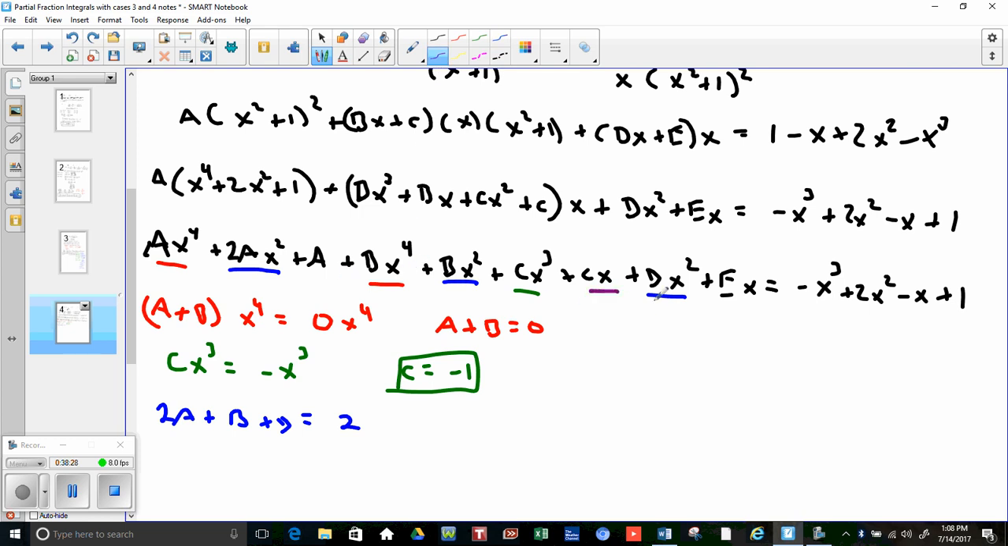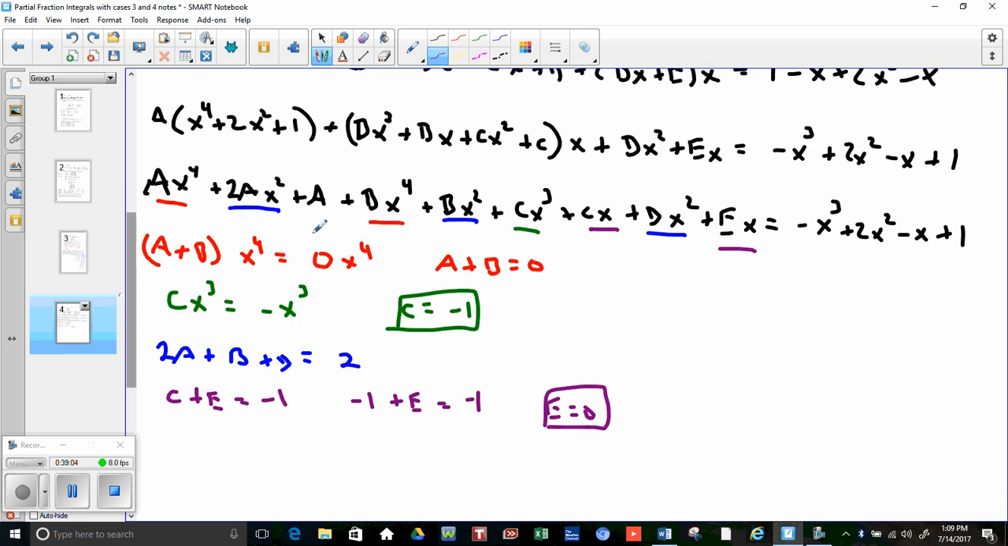X terms, I have a Cx and an Ex, so C plus E is going to have to equal the coefficient over here of negative 1. So C plus E equals negative 1. I do have the C value of negative 1, so that gives me negative 1 plus E equals negative 1. Of course, these two things cancel out, which means that E equals 0, adding 1 to both sides. So now I've got two values. None of those really help me for this one. So let's see what we've got for our constants.